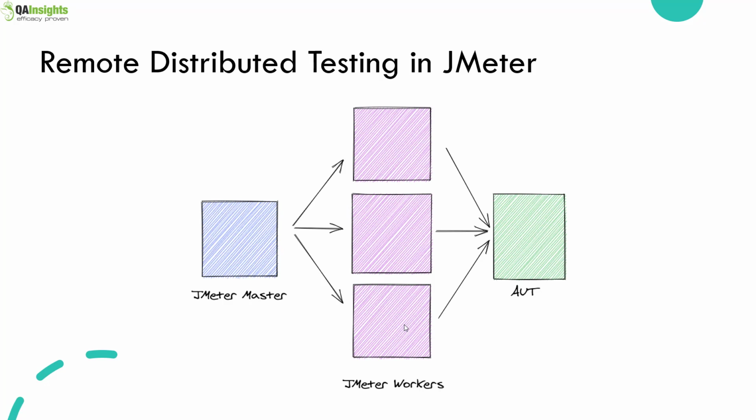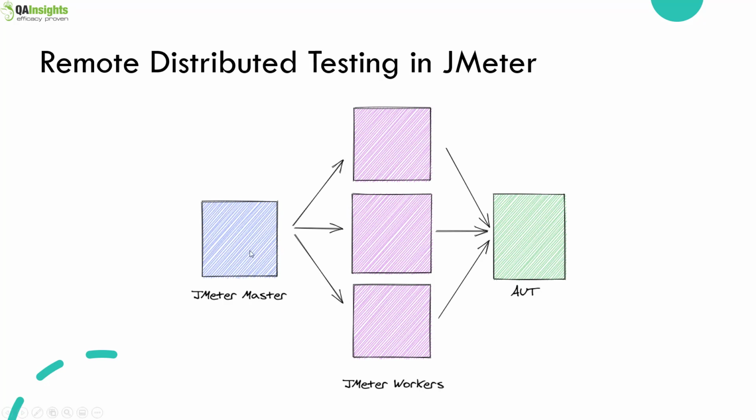There are a lot of cloud-based tools already available, but if you have your own machine and a couple of other instances which are idle, then you can use those for your remote distributed testing. On the left side of the slide, you can see there is a JMeter master and we have multiple JMeter workers, and on the right side, we have your application under test. Assume that you want to inject a load of, say, 10,000 threads. Definitely you cannot inject from one machine. So what you can do is split the load across multiple nodes, and those nodes will inject the load to your application under test.